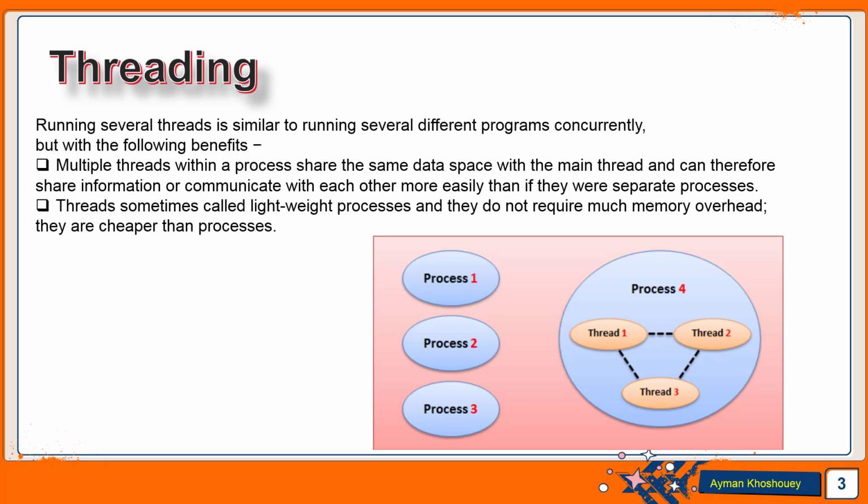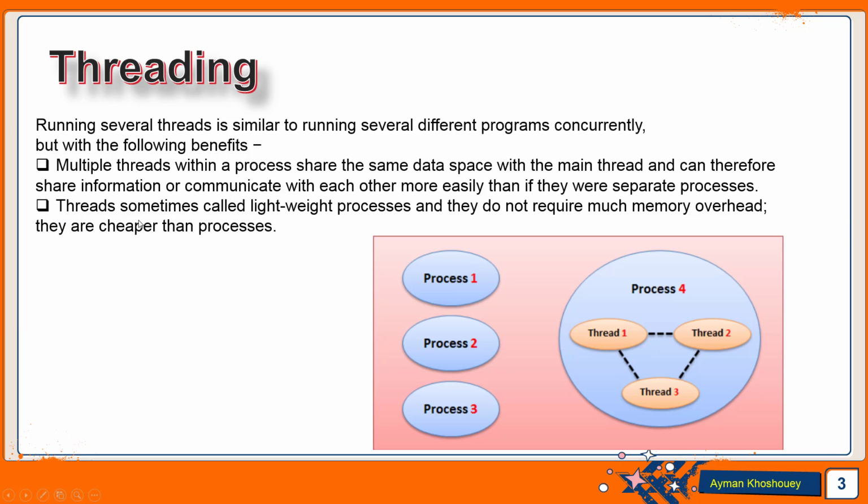Running several threads is similar to running several different programs concurrently, but with the following benefits. Number 1: multiple threads within a process share the same data space with the main thread and can therefore share information or communicate with each other more easily than if they were separate processes.